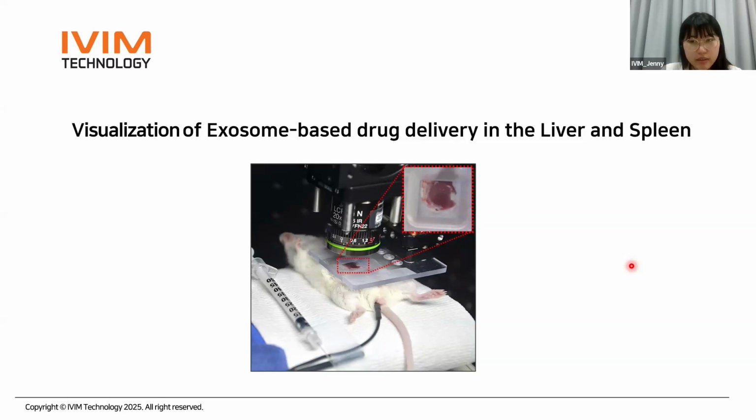In the following experiments, we visualized the real-time translocation, delivery, and distribution of therapeutic exosomes in the abdominal organs. Furthermore, we investigated their biodistribution patterns within the mouse brain to assess targeting specificity and delivery outcomes.